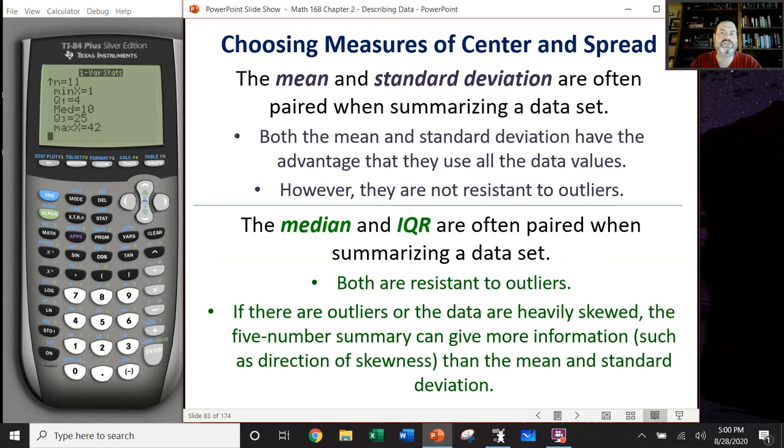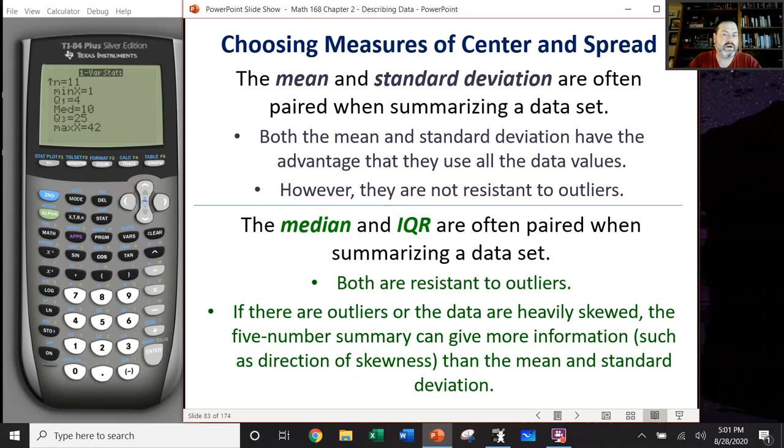All right, so how do we choose what to use to describe a data set? The mean and standard deviation are often paired when summarizing a data set. Both have the advantage that they use all the data values. So that's good. We want our summaries to represent our data properly. But they're not resistant to outliers, so you have to be careful. If outliers are present, you don't want to use the mean and standard deviation.